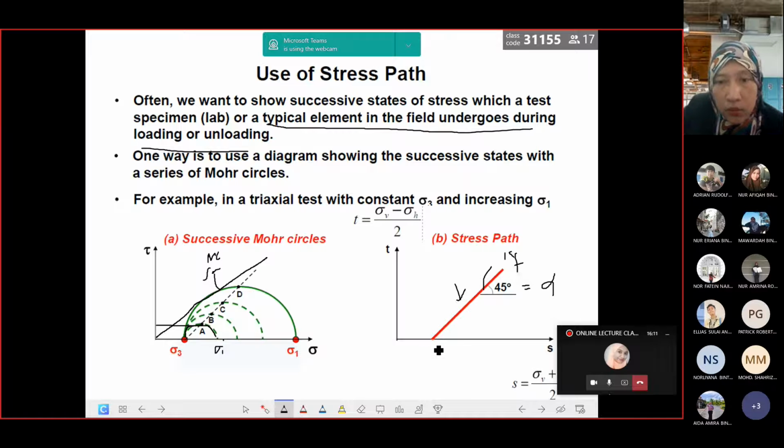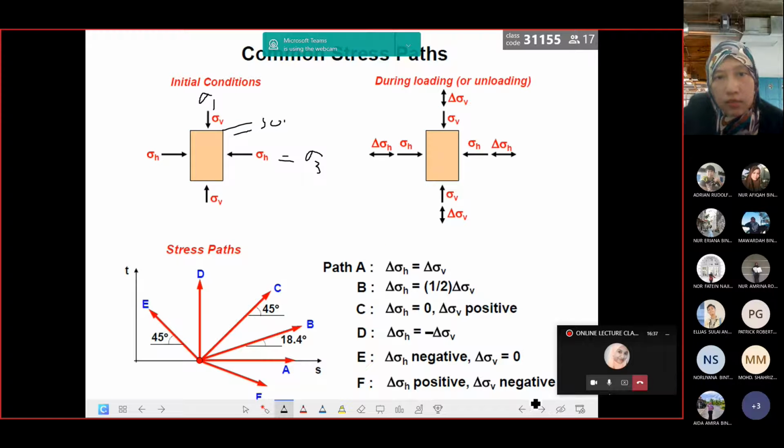So kalau dalam kes ni, you hanya akan dapat dia punya laluan tegasan sajalah. You tak ada pun dia punya value of the sigma V, for example, effective sigma V. But this line can give to you sama ada dia represent for total stress path ataupun dia represent as an effective stress path. Okay, this is the conditions.